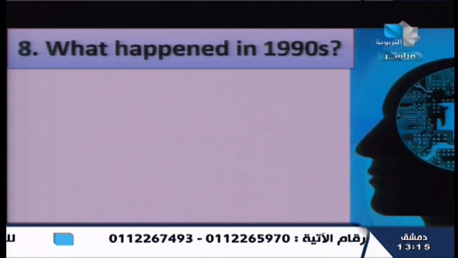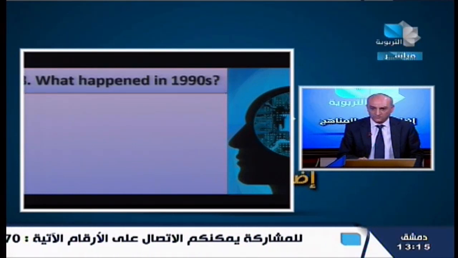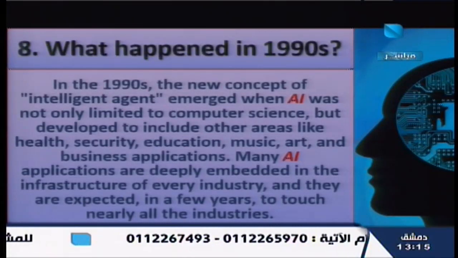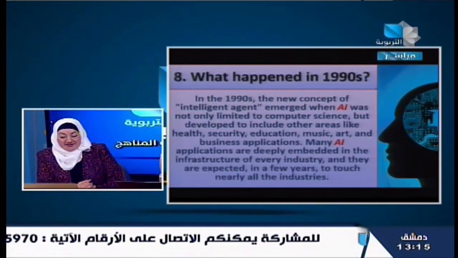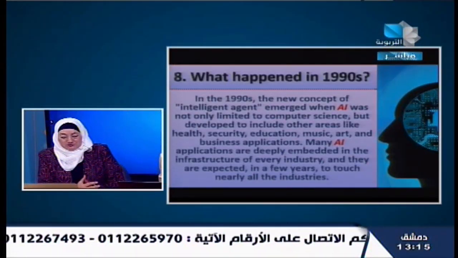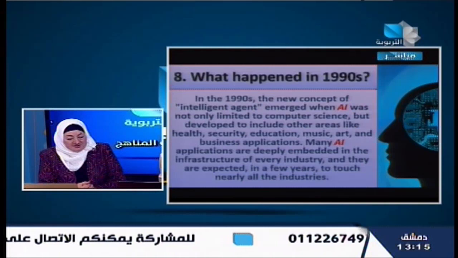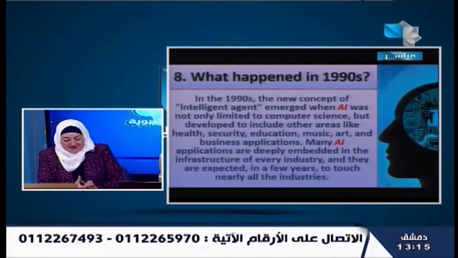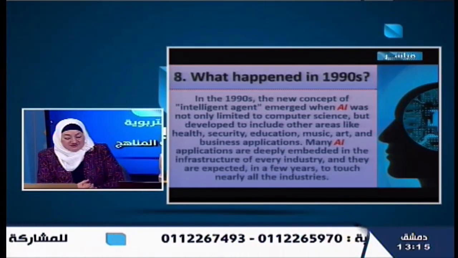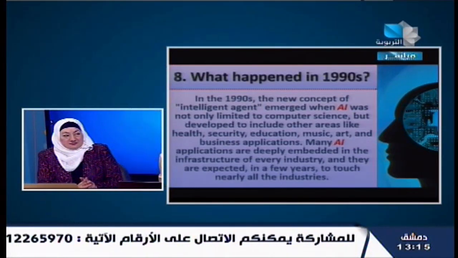What happened in the 1990s, Ms. Hanan? A kind of revolution in the field of artificial intelligence. So in the 1990s, sir, the new concept or idea of intelligent agent emerged when AI was not only limited to computer science, but also developed to include other areas like health, security, education, music, art, and business applications. Many AI applications are deeply embedded in the infrastructure of every industry.